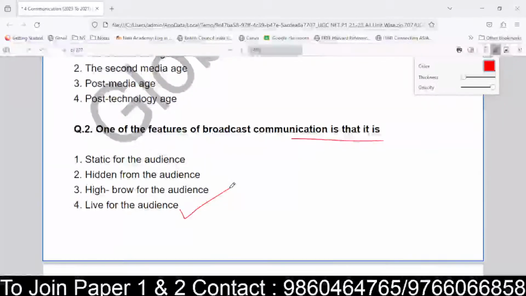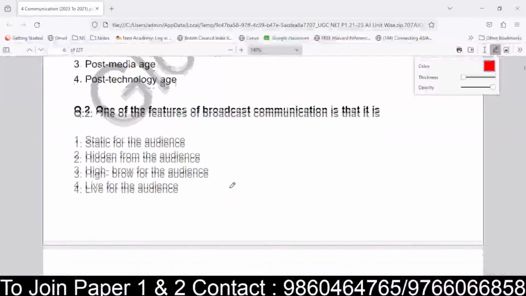When we talk about broadcast, students, just make sure that you put in your maximum efforts, though the questions are a little bit difficult for you. This will really help you in your examination. So broadcast communication is something which is live for the audiences.